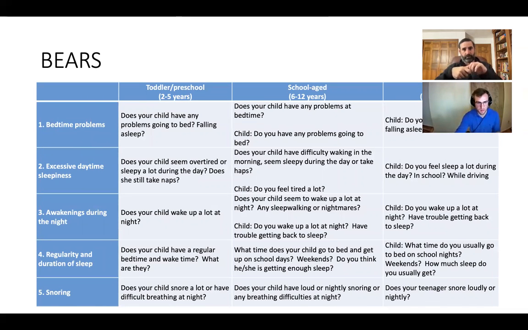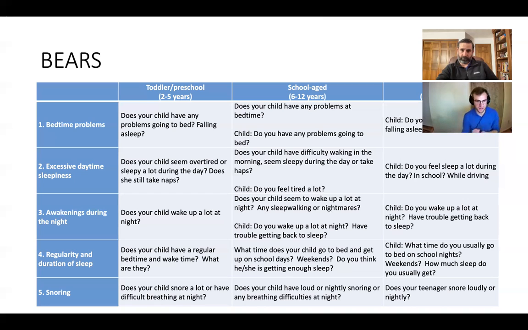So first, thinking about bedtime problems at different age ranges, what those bedtime problems might look like can take different forms. With toddler years, do they have trouble going to bed and falling asleep? And that's going to be more directed at the parent, asking parent questions. But then as they get older, we can focus more on talking to the child directly. So at the school age years, there are questions for parents, but then also questions for the child, and then for an adolescent, mainly for the child to help identify some of these problems.